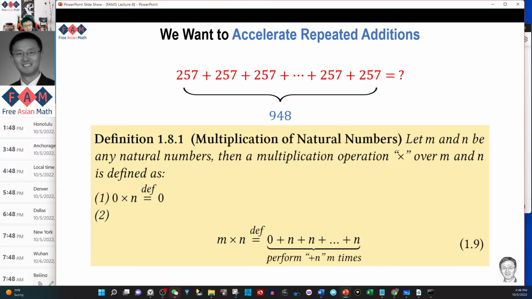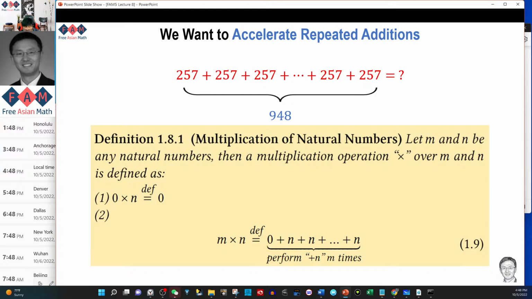Essentially, it's still accelerated counting. Think about it. Remember, addition is accelerated counting, and multiplication is just repeated addition. Therefore, it's a repeated counting. It's still counting. Okay? It's just turbocharged. So, multiplication is defined in this way. We start at 0, we add n m times.